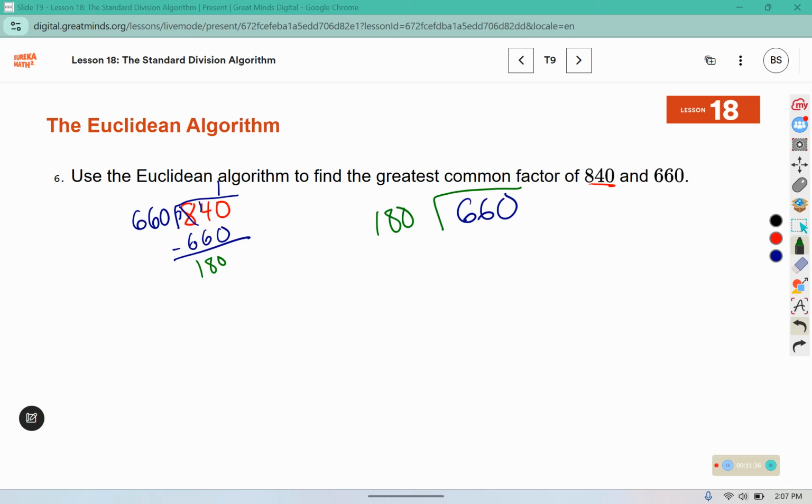So 18, we can create a list of those. 180, 360, 6 plus 8 is 14. We would put the 1 here. 1 plus 1 is 2, plus 3 would be 5, so that would be 540. So it fits in here 3 times.